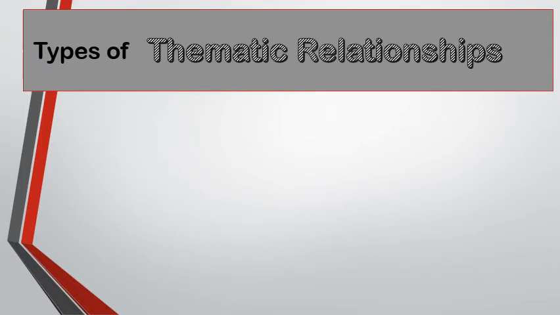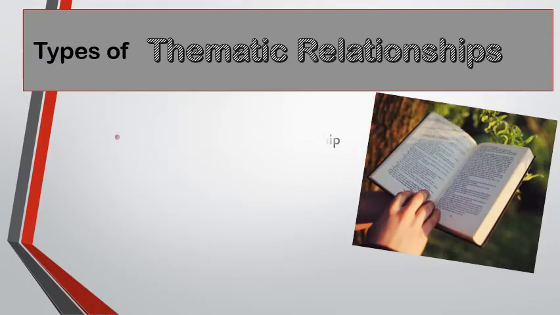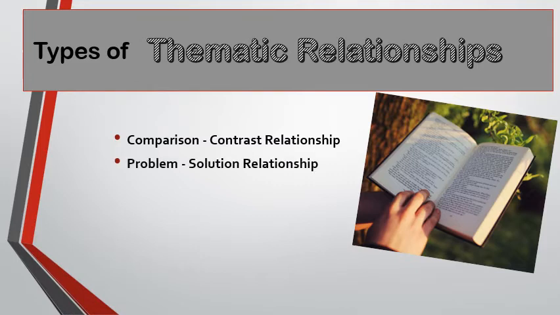Types of thematic relationships are as follows. First, the relationship might be a comparison-contrast relationship. The writer might be, in the paragraphs, comparing between things, which means finding the similarities between two things, how they are the same, or contrasting them, finding how they are different. It could be the problem-solution relationship.